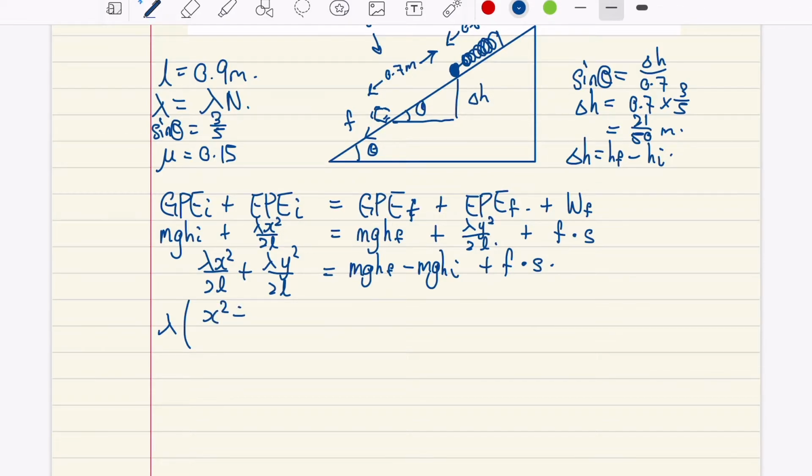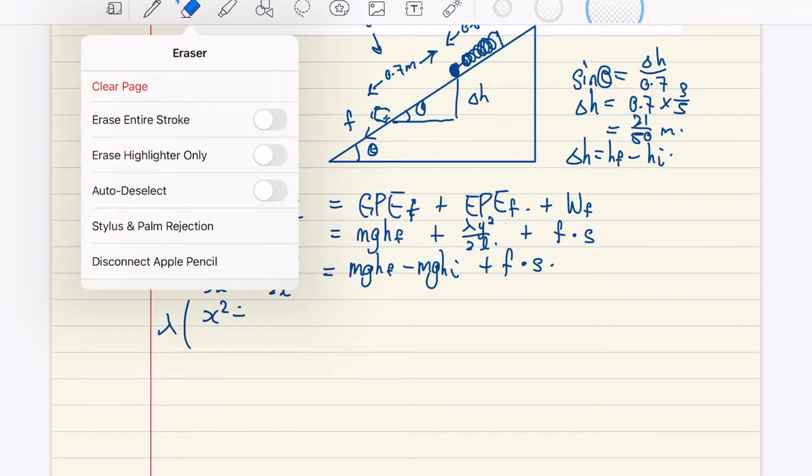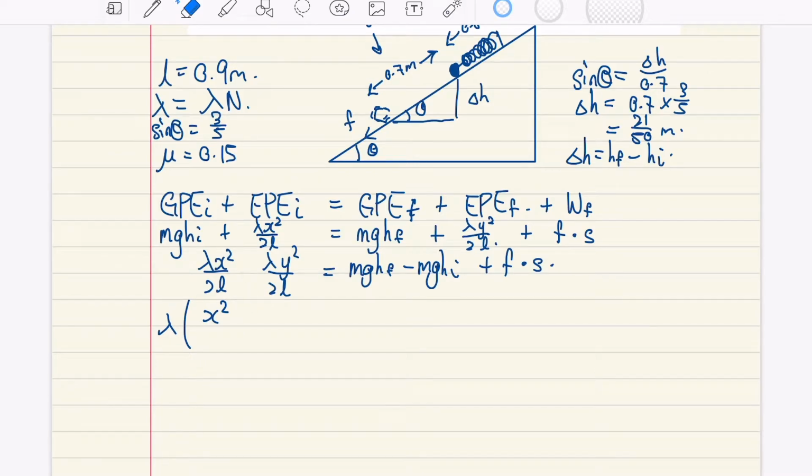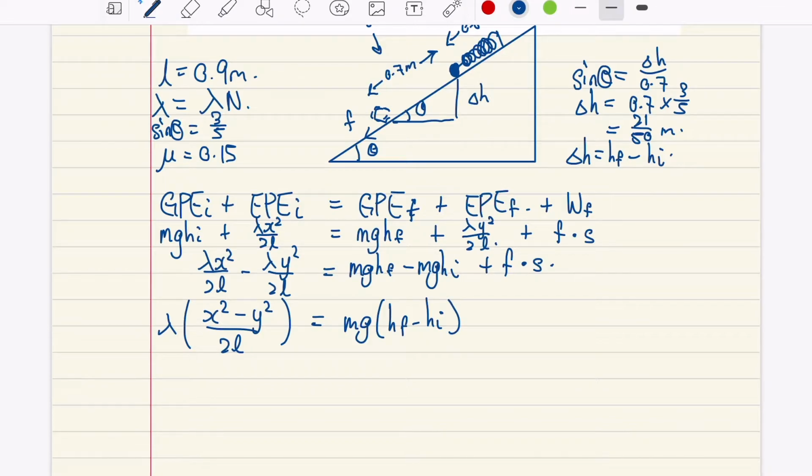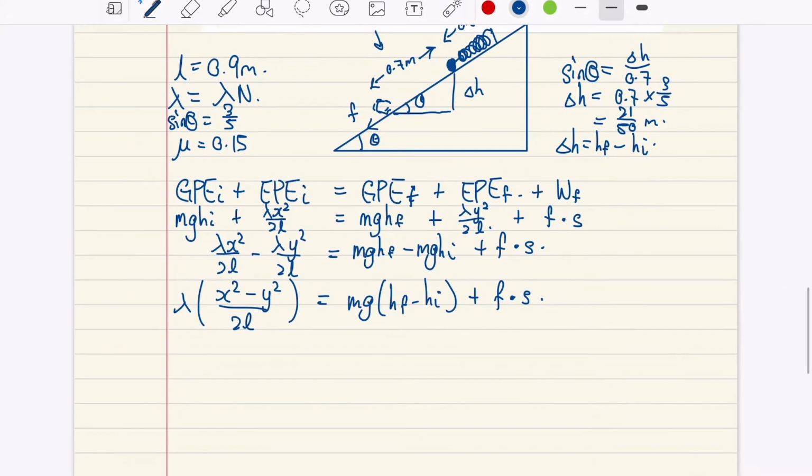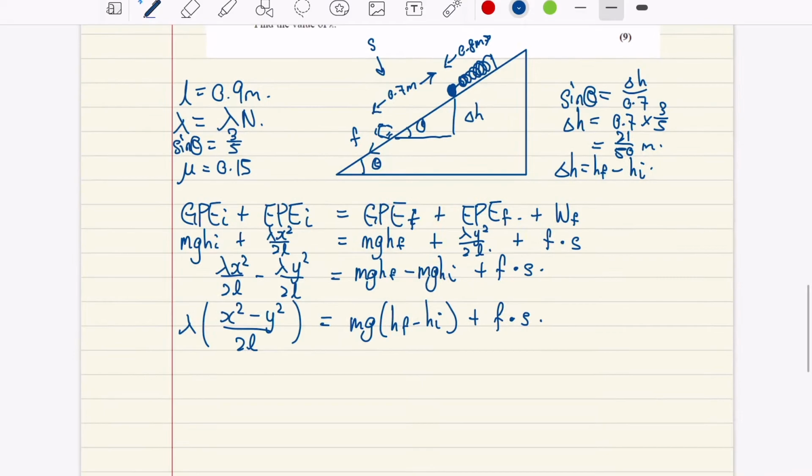X squared, sorry, this is minus y squared over 2l is equal to mg (hf minus hi) plus F times s. And since we know hf minus hi is equal to the difference in height, okay, so now we can sub all the values in. But first we need to find x first.